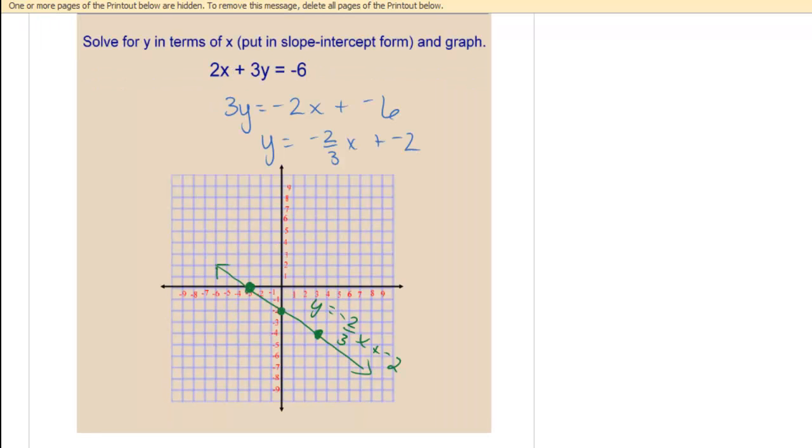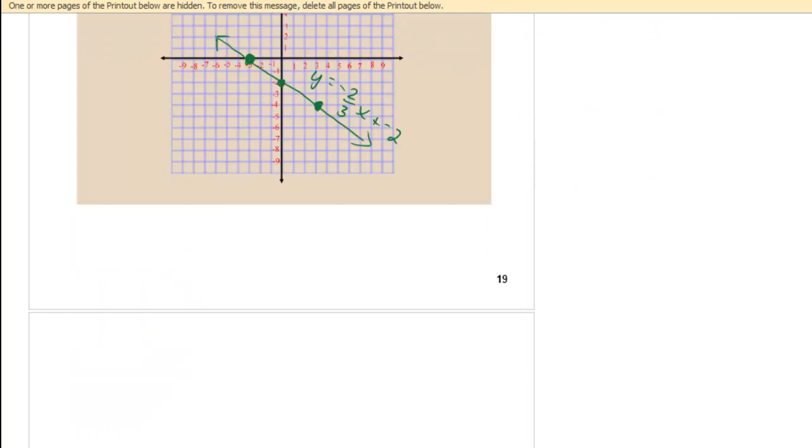So here's my equation written in slope-intercept form along with the graph, and I worked with my slope equaling negative 2/3, and I also worked with my slope equaling 2 over negative 3, since they're the same thing. And of course my y-intercept was negative 2, or the ordered pair (0, negative 2), which is where I started graphing from. Now let's do a quick recap.